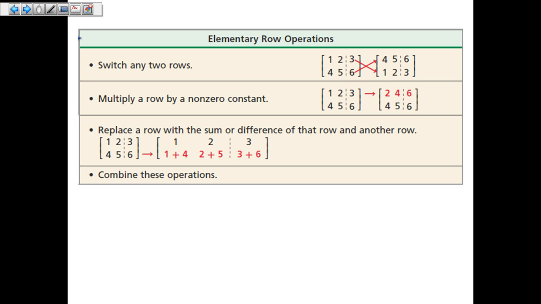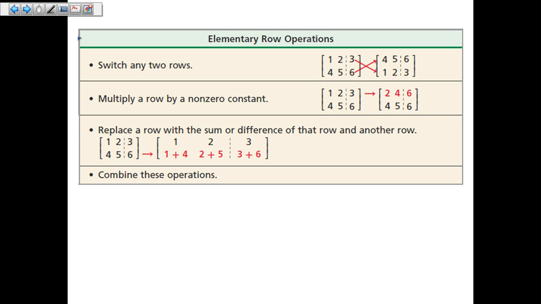Now, here they are listed in no particular order. We can switch any two rows. Now this would be like taking the top equation and the bottom equation in a system and switching them. It really doesn't do anything to the system. It really doesn't do anything to these matrices. We can multiply a row by a non-zero constant. Now again, this would be like multiplying the entire equation by the same number both on the left and right side. Again, not that big of a deal.